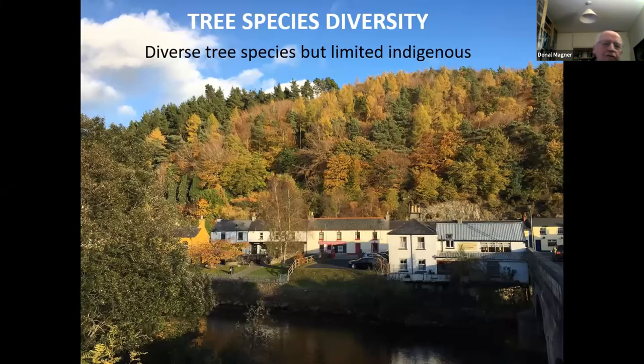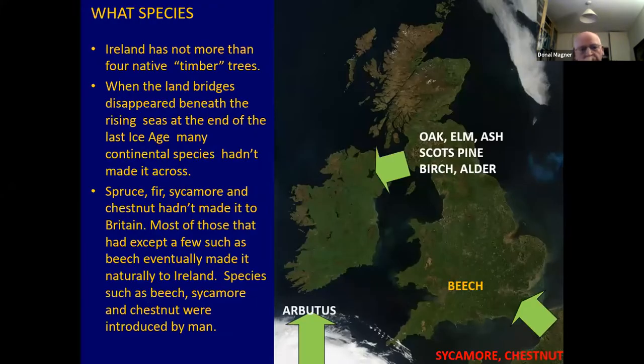One thing I think you'll know from driving around the country: the Irish climate and Irish soil conditions can grow a diverse range of tree species. What is unique in Europe is that we have a very limited range of native species. Very few species made it to Ireland from the continent. Just oak, elm, ash, Scots pine, birch and alder would be what you'd call the main commercial broadleaves. We have about 15 or 16 other native species, but you wouldn't class them as commercial trees. So we've only got one conifer, Scots pine, and all the other species that you see around, such as the other species of spruce, sycamore, sweet chestnut, most of those just didn't make it, so were introduced by man.